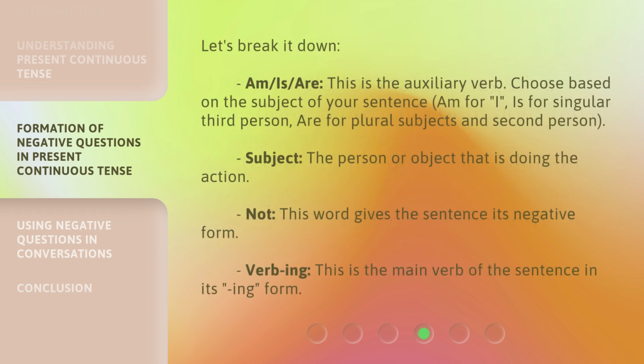Let's break it down. Am, is, are. This is the auxiliary verb. Choose based on the subject of your sentence. Am for I, is for singular third person, are for plural subjects and second person. Subject. The person or object that is doing the action. Not. This word gives the sentence its negative form. Verb-ing. This is the main verb of the sentence in its -ing form.